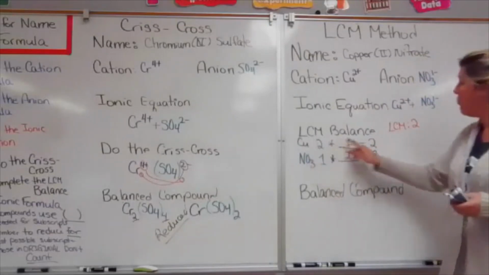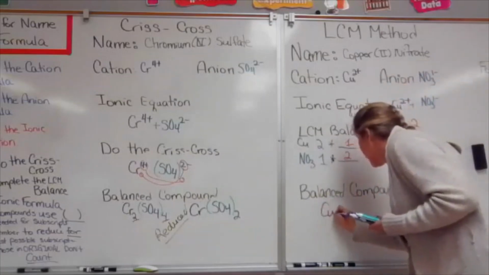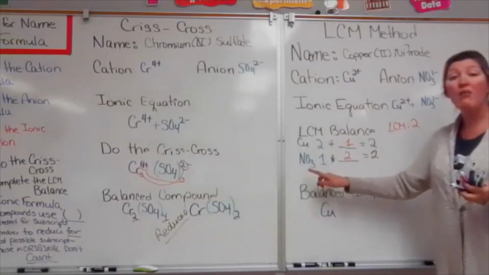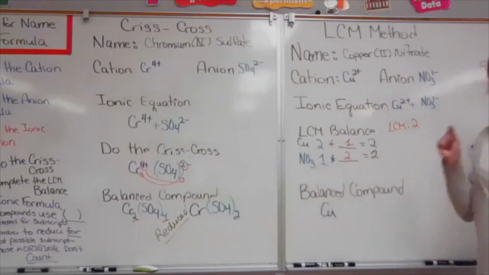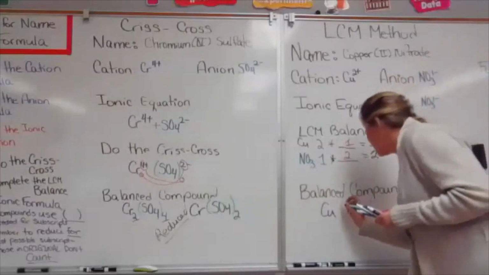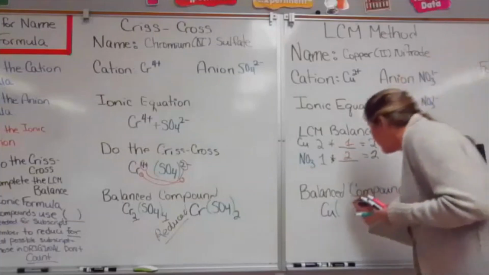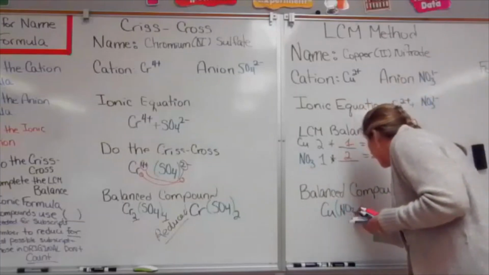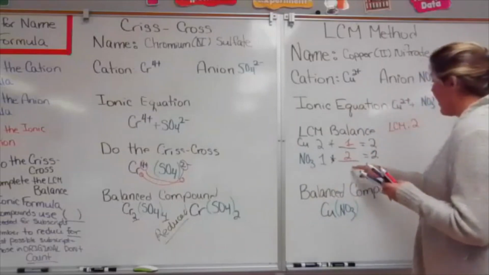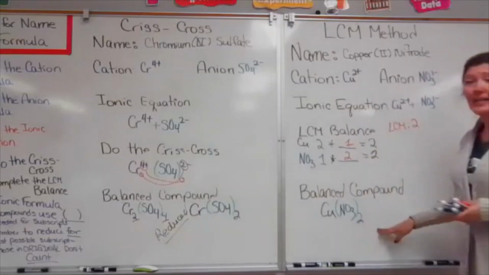So I look at copper, I need 1 of them, so I can just write copper, Cu. But now I'm looking at NO3 and I need 2 of it. Now remember, NO3 is a polyatomic ion. So if you need more than one of a polyatomic ion, you have to put it in parentheses. So I pull my NO3 down here, but I remember to put my NO3 in parentheses. And then I put the 2 on the outside of the parentheses. And then I'm balanced.